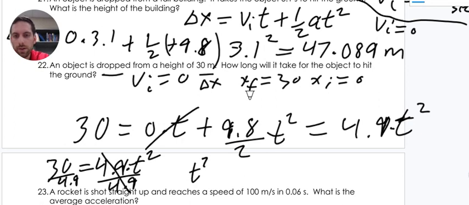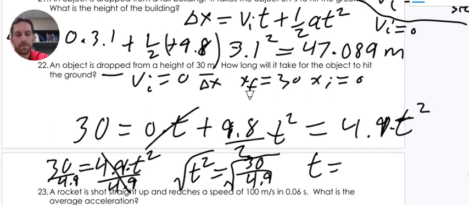So t squared equals 30 over 4.9. We take the square root of both sides here because we want just t, not t squared. Right, and once we do that, we should get 2.474 seconds.